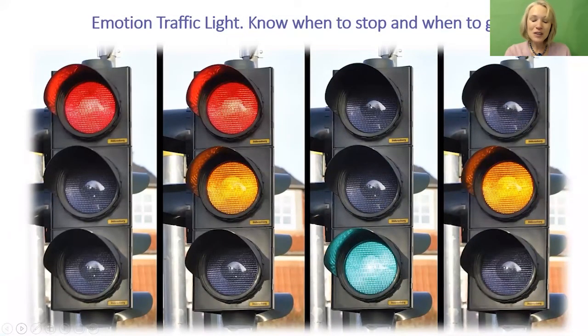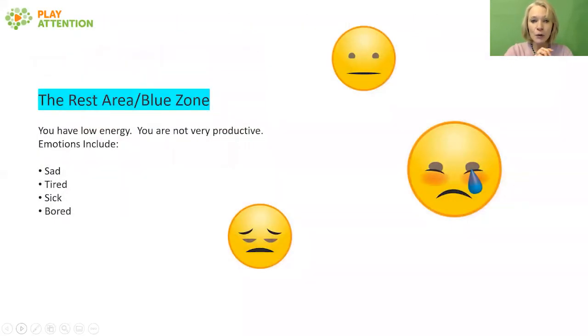You can use the comparison of a traffic light to know when to stop and when to go. So this is a good visual to give your students or your clients or your child. So give them a visual of when to stop, when to go. These are the different zones. And then this activity actually helps you label those different zones.